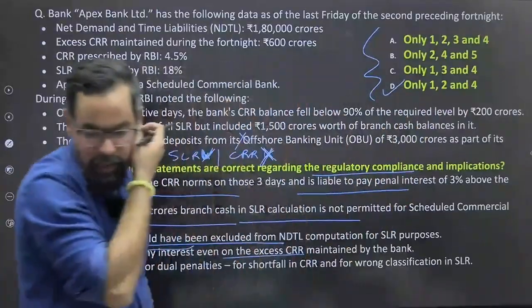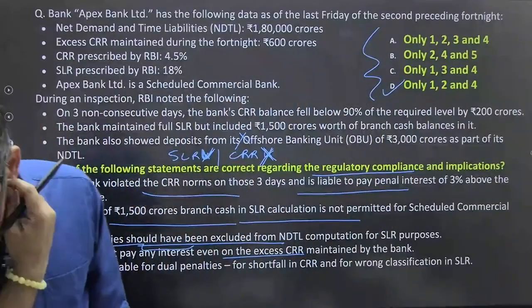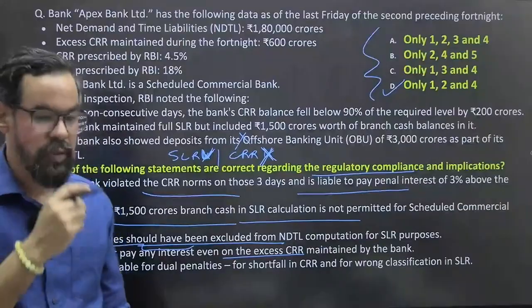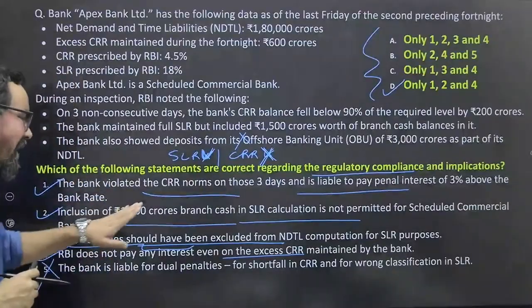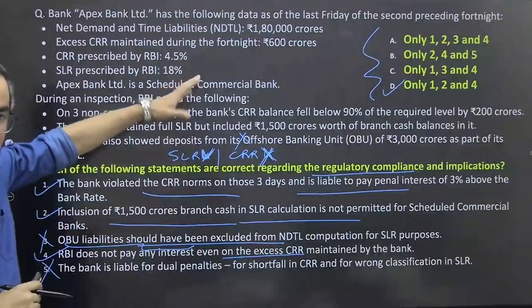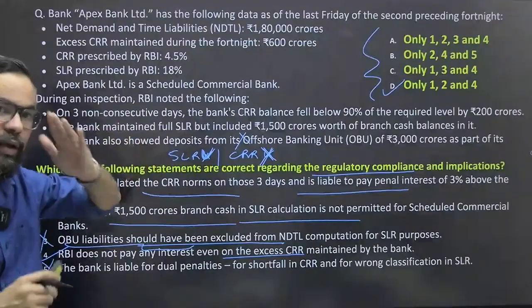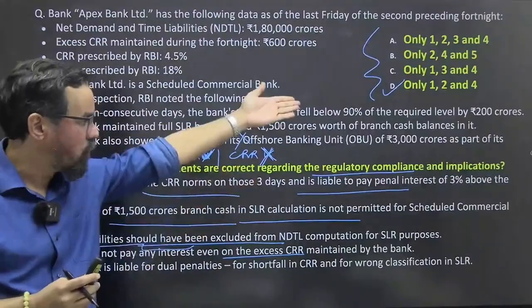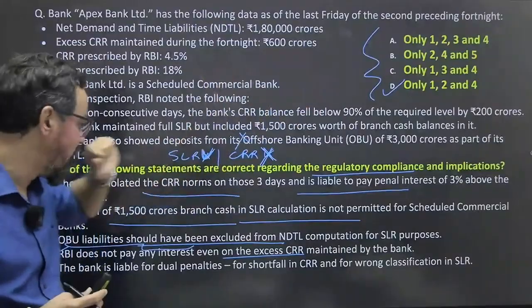How many people have marked option D? Yes. Okay, anyone guys, why are you not answering this question? The bank violated the CRR, this is correct. 90% is the benchmark on a daily basis. We have to maintain CRR on a daily basis, and they have a shortfall for 3 days. Obviously there will be a penalty.